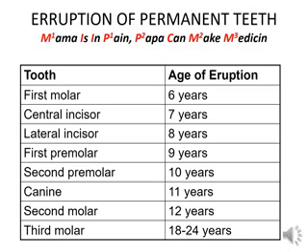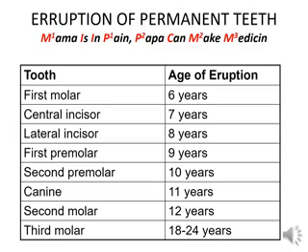And if you recall, you need to add +1 up to 12 years. By that, if you remember this mnemonic, you can name the teeth and you can remember the age of eruption of that particular permanent tooth. The first molar is the first tooth to appear in the oral cavity, so it appears at the age of 6 years. The central incisor appears at the age of 8 years.